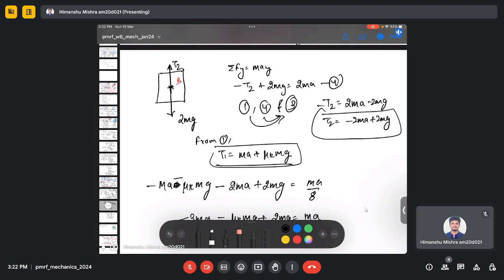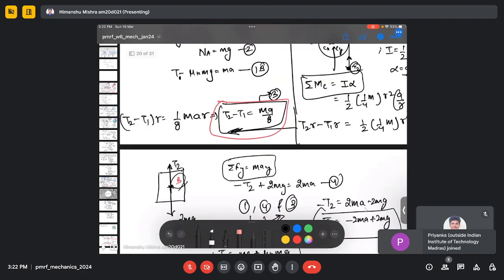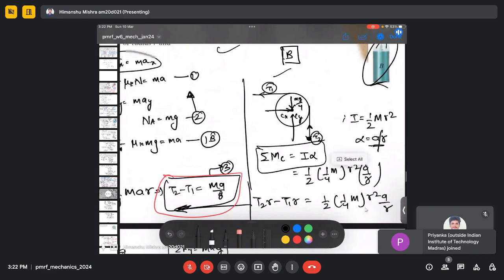For example, when we consider body B, we only need to do the force balance in the y direction. We don't need to do the force balance in the x direction because there is no motion in the x direction, and also we don't need to do any moment analysis here. For the pulley, we did the moment balance analysis because the pulley was rotating with some angular acceleration.